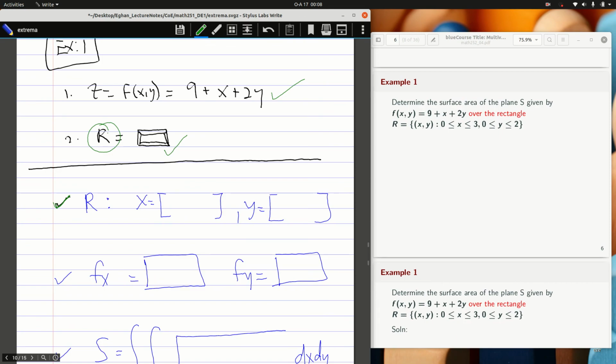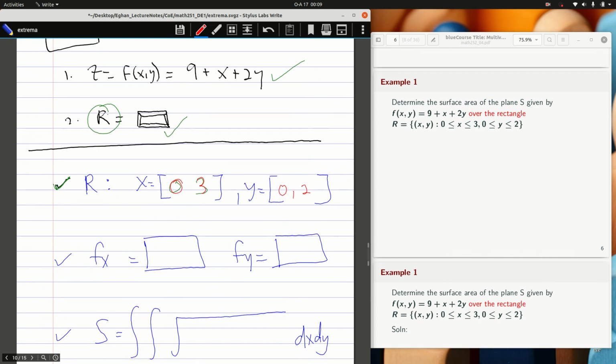I need my rectangular or Cartesian domain. Okay, so I need to find my x limit. From the question, x limit is given. And then my y limit is given as 0 to 2. So x is 0 to 3, y is 0 to 2. I'm sure you know how to get this stuff.